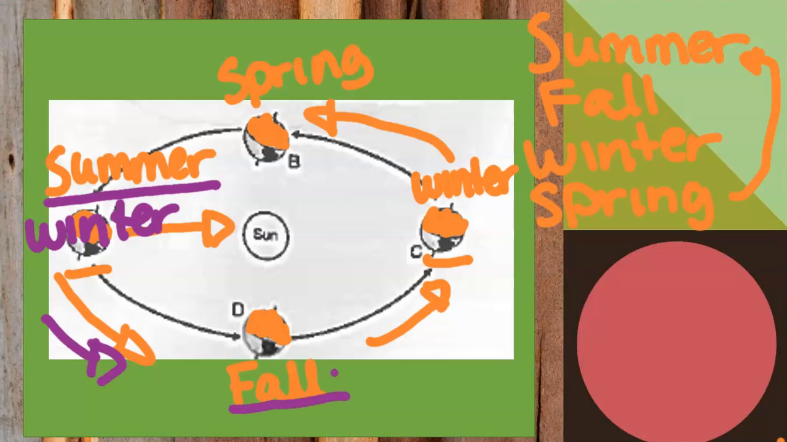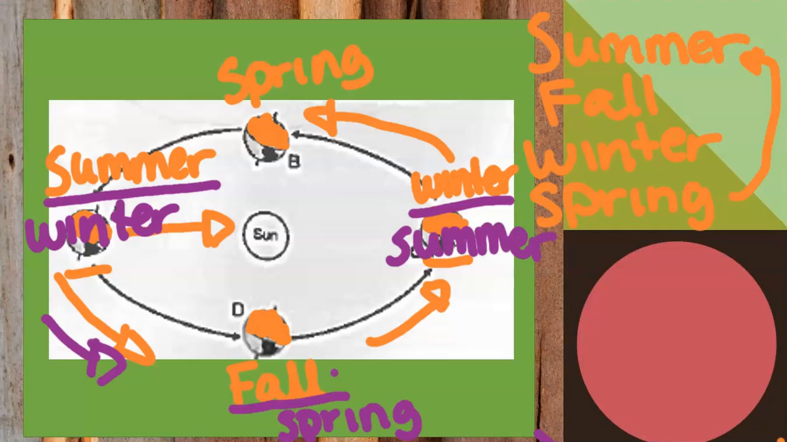If D is experiencing fall in the north, in the south it would be experiencing spring. Position C, if it is winter in the north, it would be summer in the south, which makes sense because the southern hemisphere is receiving direct light from the sun, direct energy from the sun, so it is going to be warmer. And then last but not least, position B, if it is spring in the north, it will be fall in the south. So whatever it is, it would just be the opposite in the southern hemisphere versus the northern hemisphere.